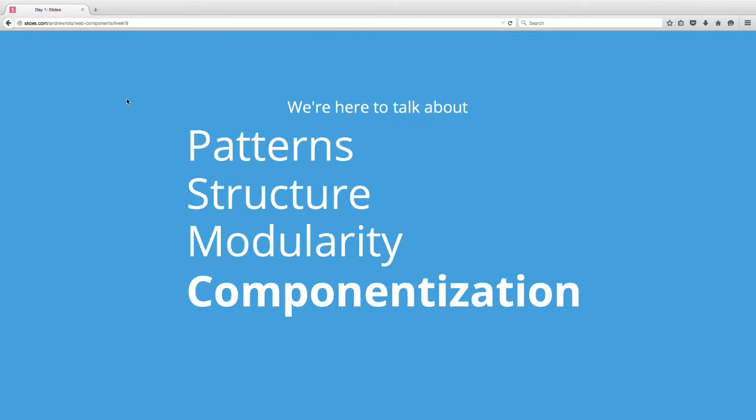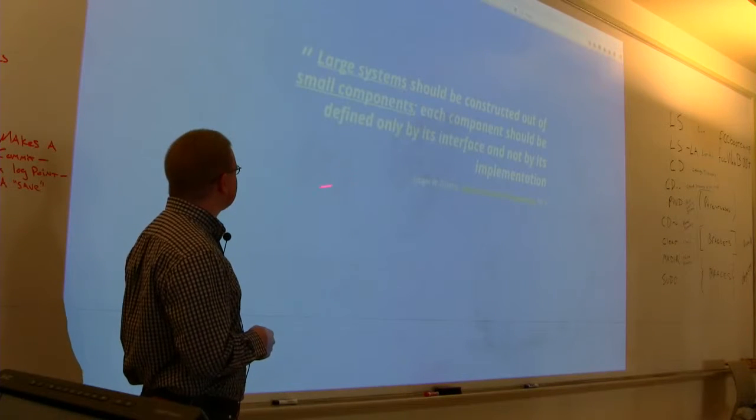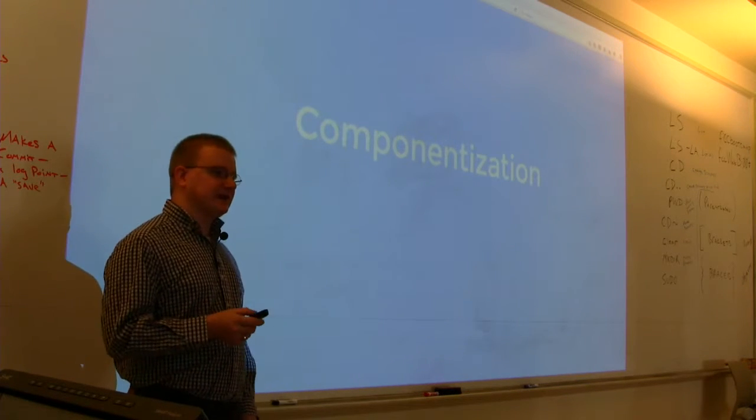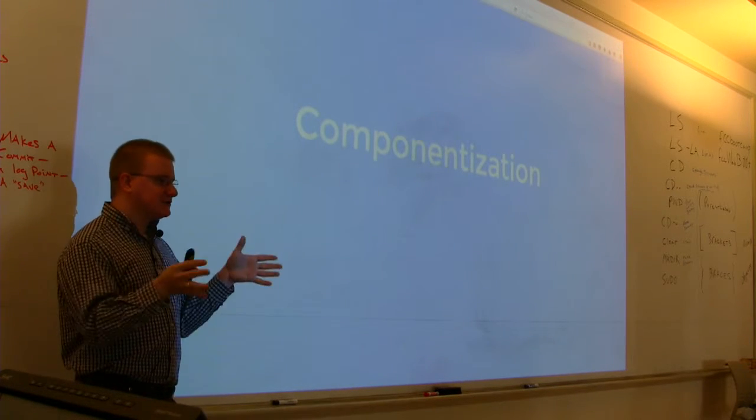And that brings me to componentization, which is really why Web Components is here. This idea of composing large systems out of smaller components. This is a quote from Dijkstra from 1970, one of the pioneers of computer science. He says that large systems should be constructed out of small components, and each component should be defined by its interface and not by its implementation. And there's a lot in this quote, as short as it is. Start with large systems and small components. This is the idea of componentization, that we take something that's big and we cut it down into things that are smaller. But we don't just do it arbitrarily.